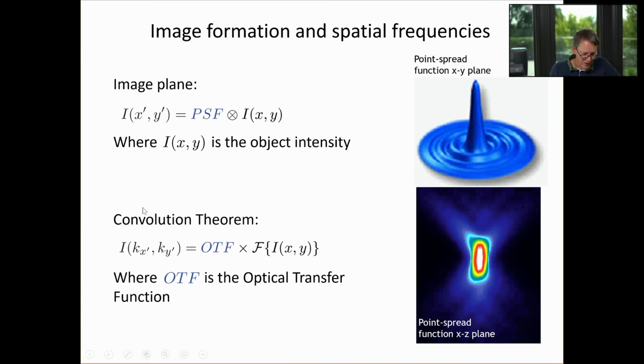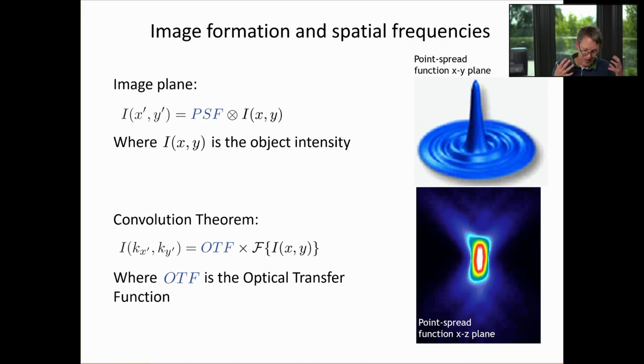Conversely, I can talk about this problem in terms of spatial frequencies. I could say, okay, if I take the spatial frequencies here denoted by kx and ky dashed in the image, then that is given by the spectrum, i.e. the spatial frequencies of the sample information I of x, y. The spectrum is given by a Fourier transform, it turns out, of the sample information, multiplied by the OTF, the optical transfer function. So in fact, this equation up here, this convolution operation of the PSF with the sample information, and this equation down here, OTF multiplied by the Fourier transform of the sample information, are equivalent. One is the Fourier transform of the other.